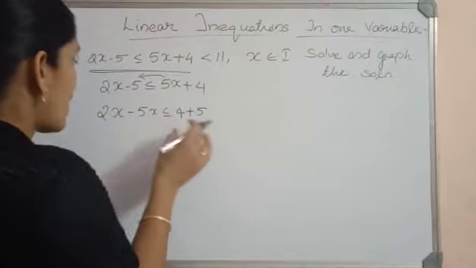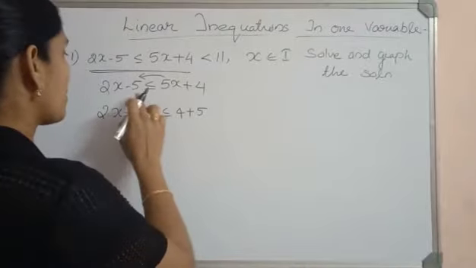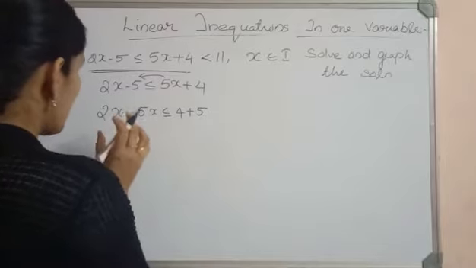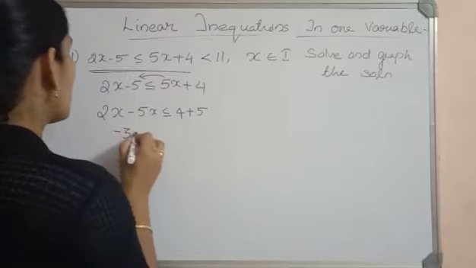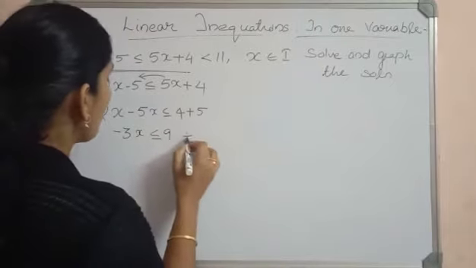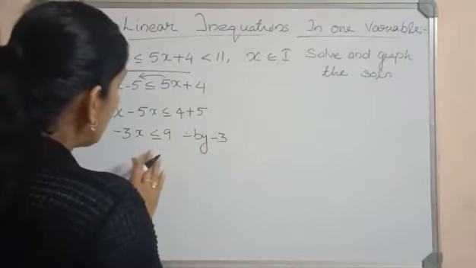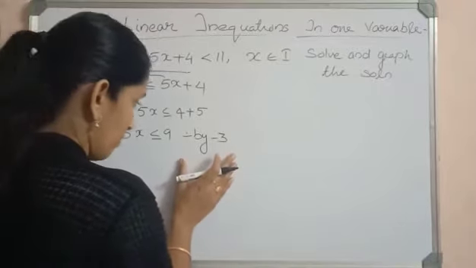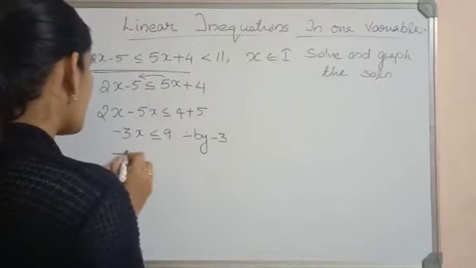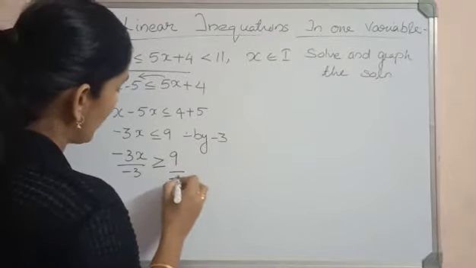We are using rule 1 and 2. Since we are bringing 5x to the other side, this becomes minus 5x, and minus 5 to the other side, this becomes plus 5. When you subtract this, you get minus 3x less than or equal to 9. And now we need to divide both the sides by minus 3. Whenever you divide any linear inequation by a negative number, the sign of inequality reverses. So this changes as minus 3x by minus 3 greater than or equal to 9 by minus 3.